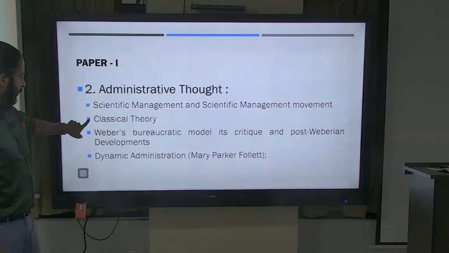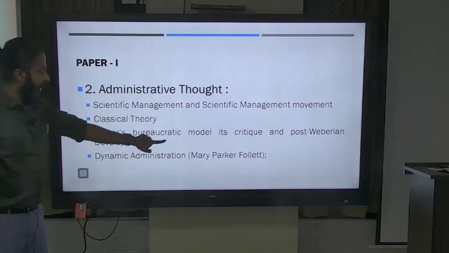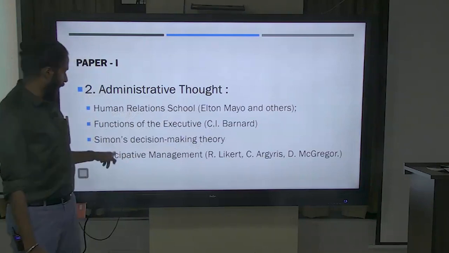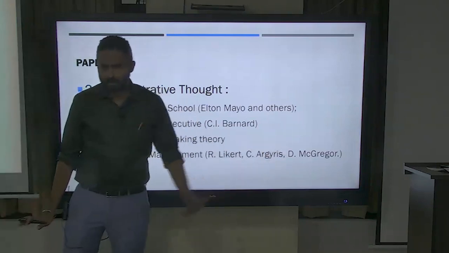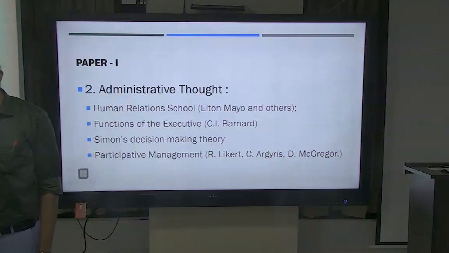So there is scientific management theory, classical theories by Fayol. These are all thinkers: Weber, Mary Parker Follett, Elton Mayo, Bernard, Simon. Then there are three more thinkers. I am not discussing their names now. We will study all the thinkers one by one. What is their contribution? This is there in all papers.